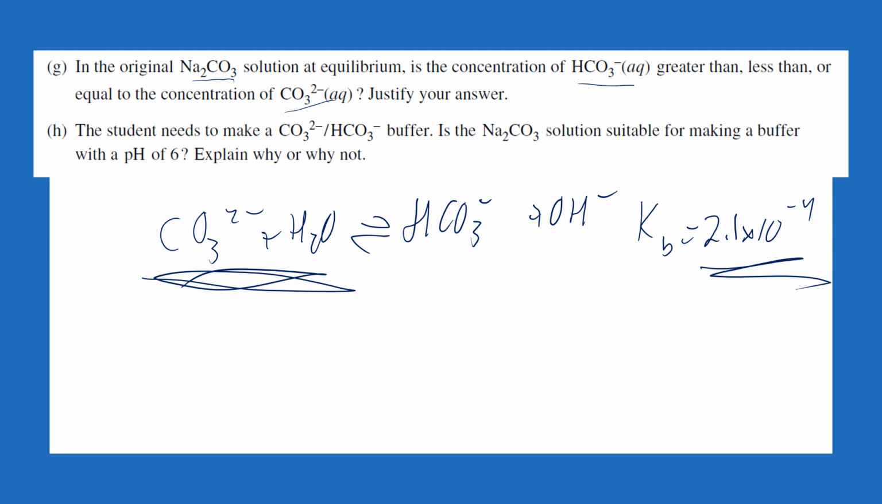So in the original solution, we're comparing the HCO3 minus to the CO3 2-. The CO3 2- will be a larger concentration. So you'd say HCO3 minus is less than the CO3 2- because the value of Kb indicates that there's more reactants present.